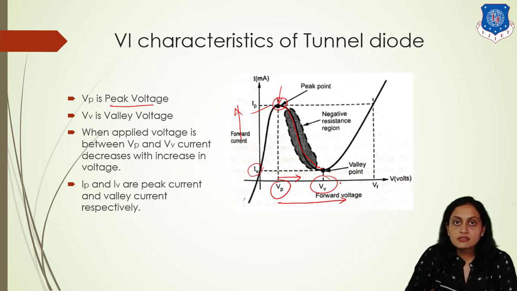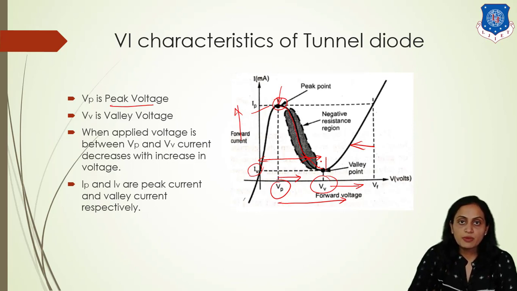And after this valley voltage, if we increase the forward bias further, then what happens? There is no overlapping of the conduction band of N side and the valence band of P side, and now this tunnel diode will operate as a normal PN junction diode. So this is the normal current. The tunneling current is up to this region only. Ip and Iv are the peak current and the valley current respectively.